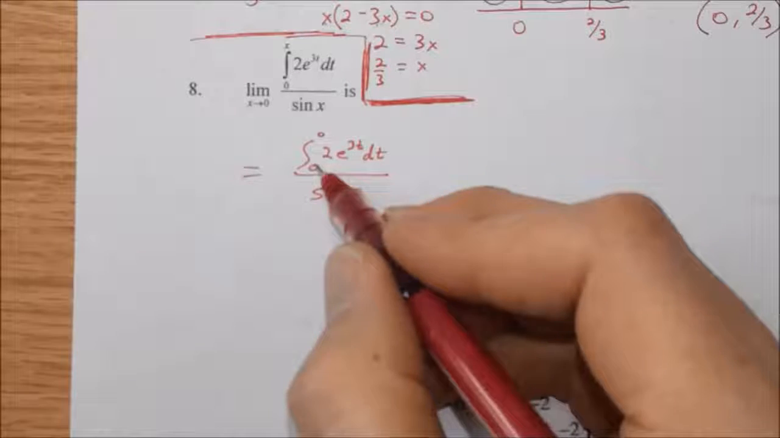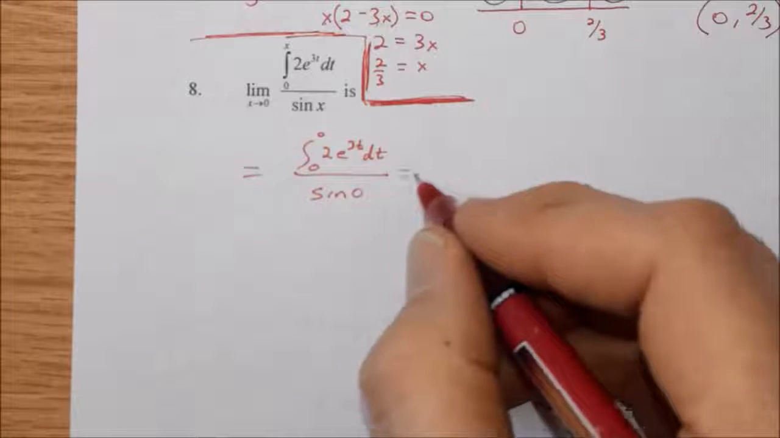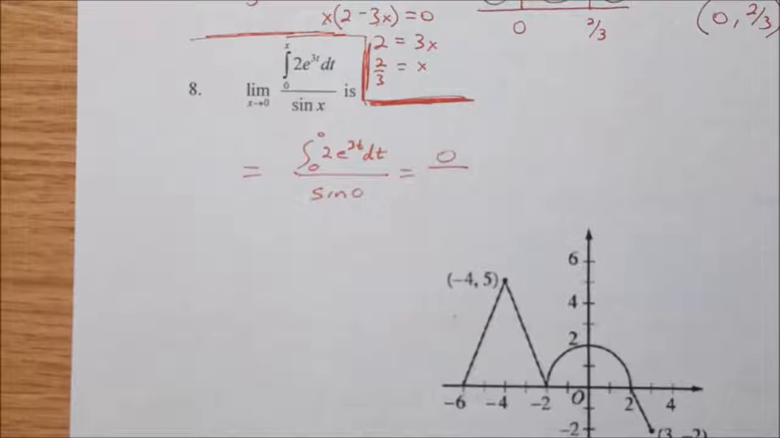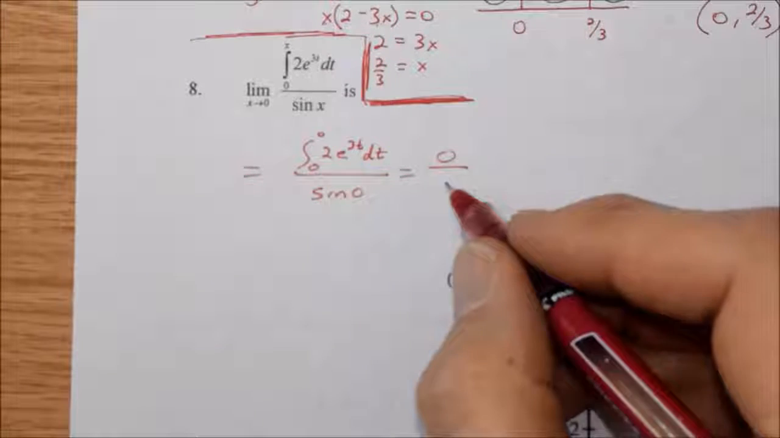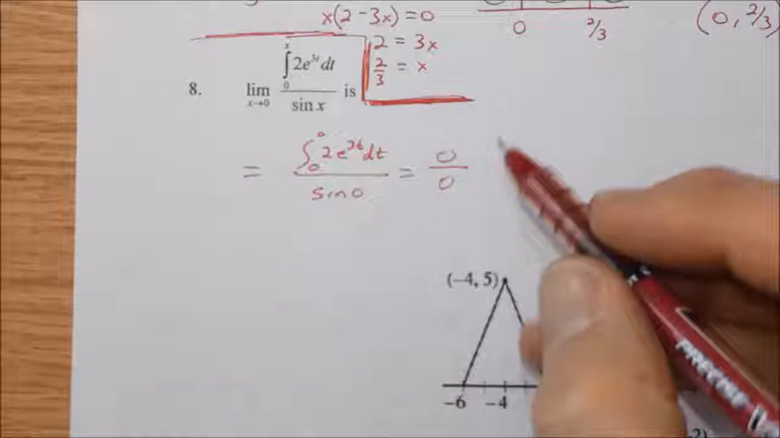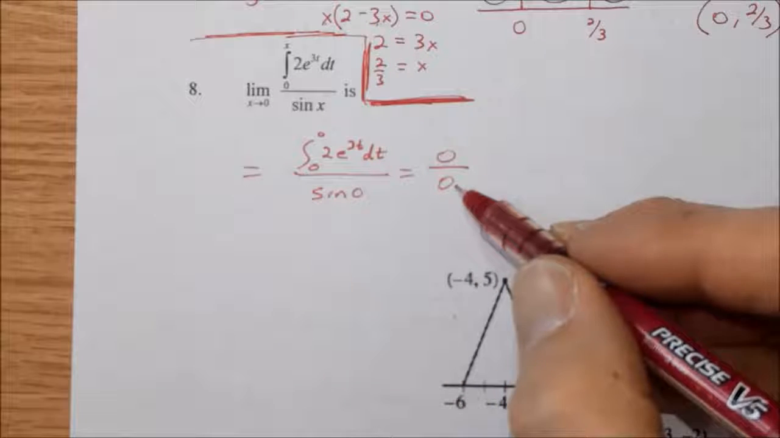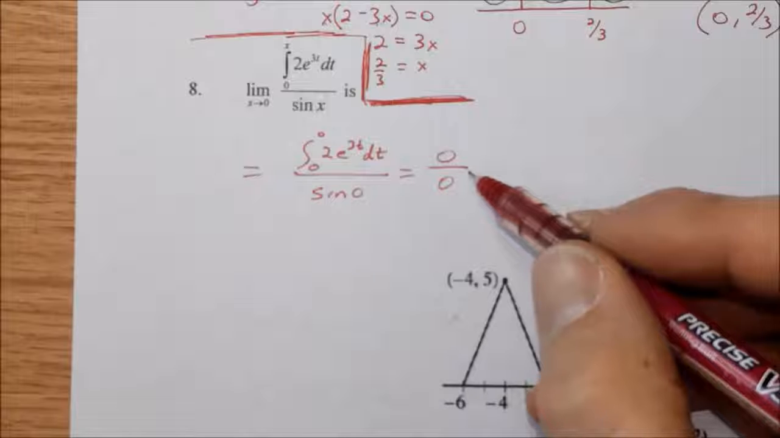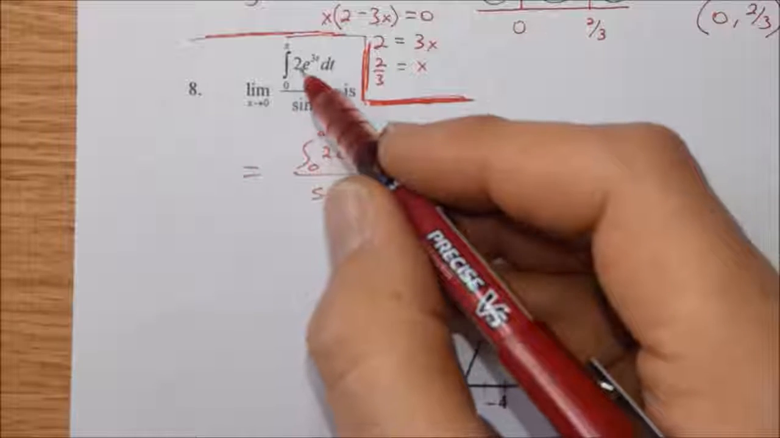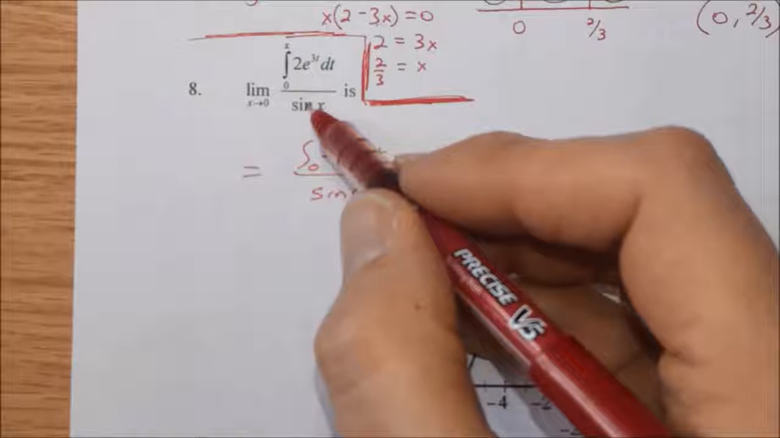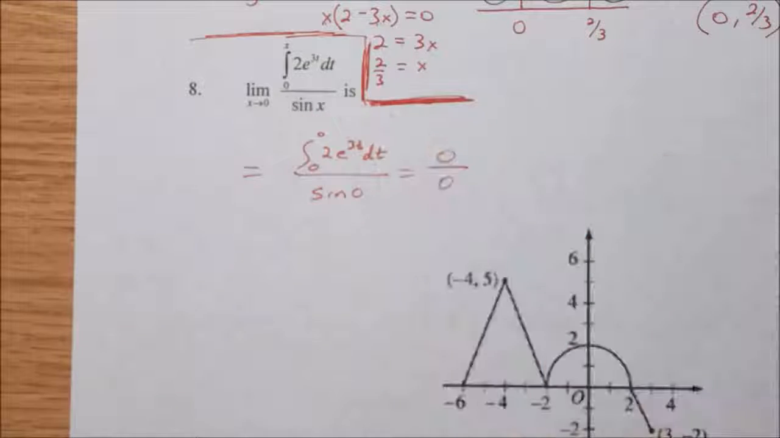Well, this is an integral where the lower bound and the upper bound are the same, which means that integral is equal to 0. Down in the denominator we have the sine of 0. From our trig chart we know the sine of 0 is 0. So we have a situation with 0 over 0. That's an indeterminate form, which means that L'Hopital's is in play, which means that we can take the derivative of both the numerator and the denominator separately and try plugging 0 in again.